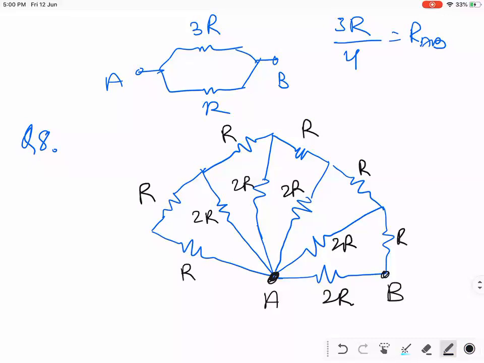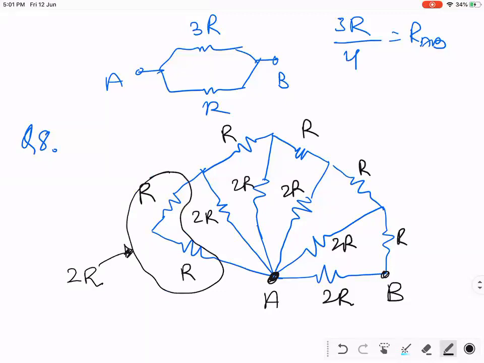Four R is... No, 4R is wrong. See, R and R are in series. So what you'll get here?